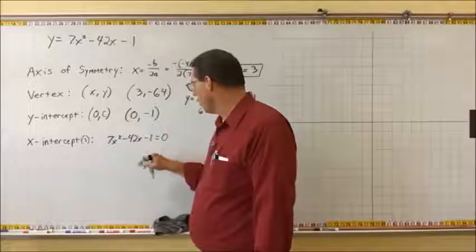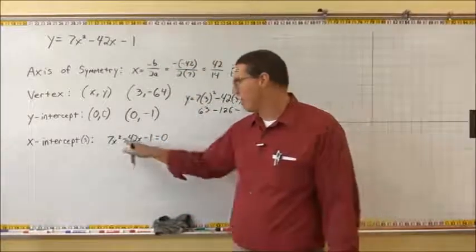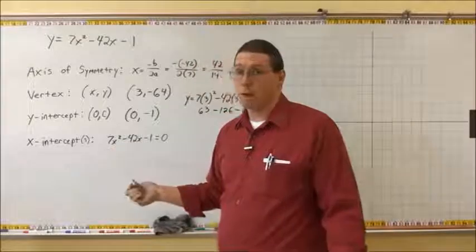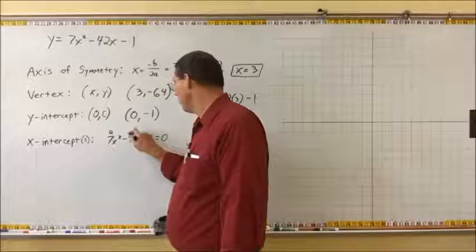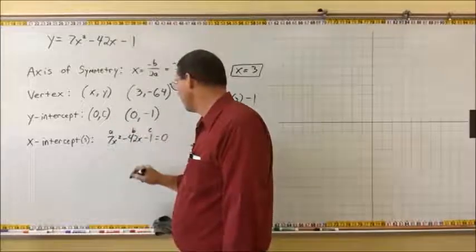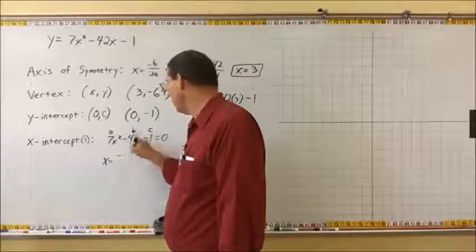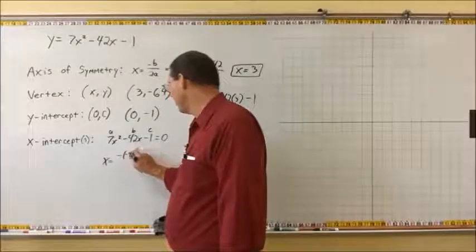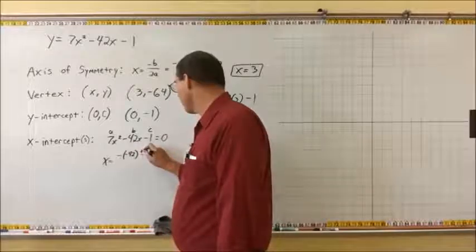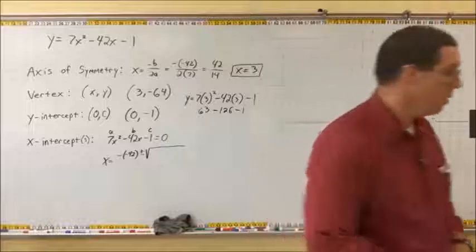7 times negative 1 is negative 7, and there's nothing that multiplies to negative 7 that adds up to negative 42. So we're going to have to use the quadratic formula here. So our a is 7, our b is negative 42, and our c is negative 1. So x is going to be equal to negative b, all right? So b is negative 42 plus or minus the square root. I'm going to need a calculator for this one. Hang on.